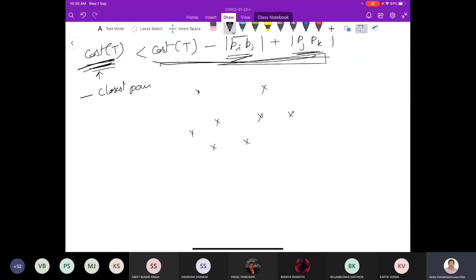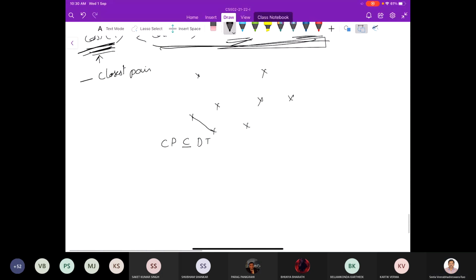In this diagram, it looks like this is the closest pair. If we denote this P, this is also a subgraph of the Delaunay triangulation, of course with only one edge. Another thing is the nearest neighborhood graph, NNG.